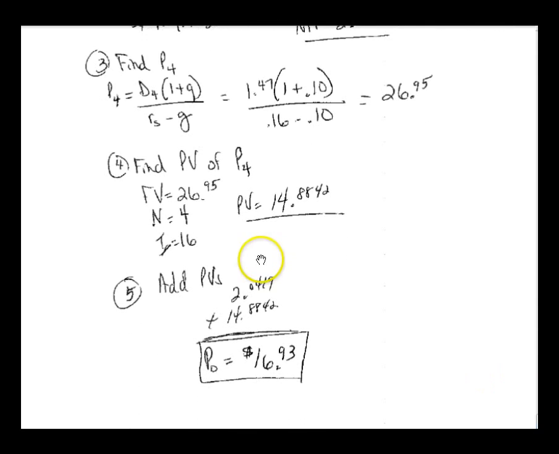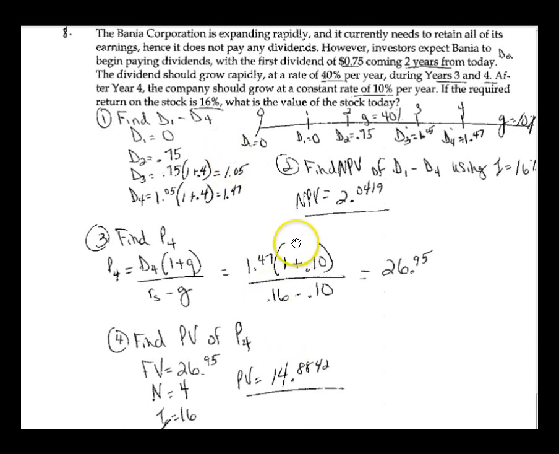And then step 3, the last 2 problems we looked at had us solving for P3. This one's different. I did it intentionally to have you do something a little different than what you just did. So this is P sub 4. P sub 4, this is the price when growth becomes constant, is going to equal D sub 4 times 1 plus that growth rate we expect to become constant. And that's $1.47. That's what D sub 4 was up here, times 1 plus the 10% growth rate.